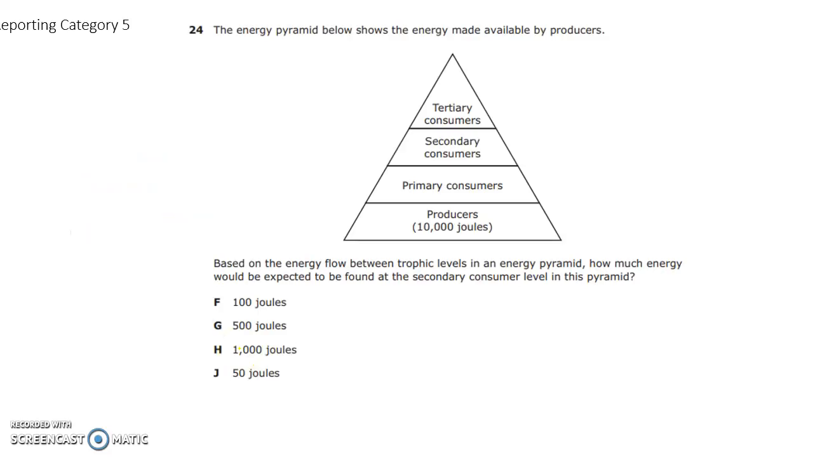Alright, reporting category 5. This is the information that we just wrapped up in our classes. The question is, how much energy would be expected in the secondary consumer level? So every level you go up, you've got to drop a 0. Primary would be 1,000. Secondary would be 100 joules.